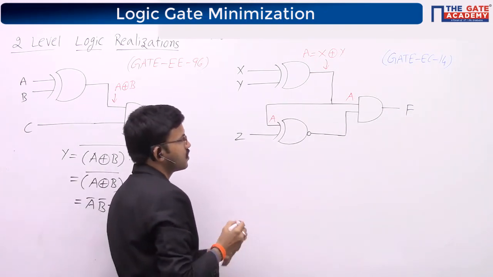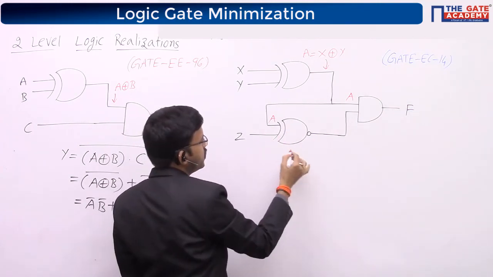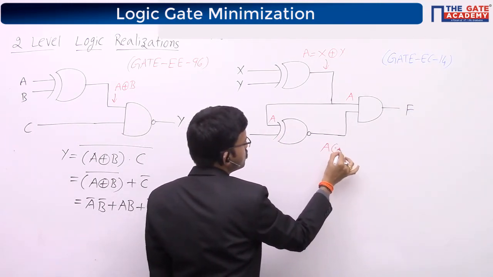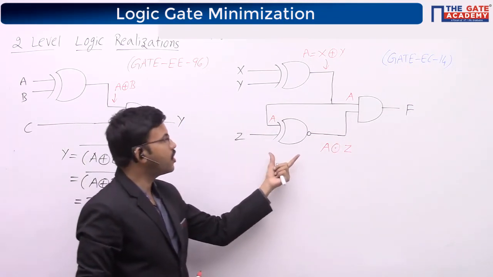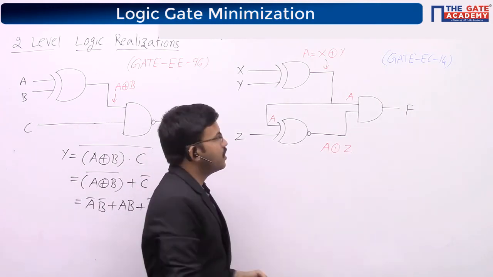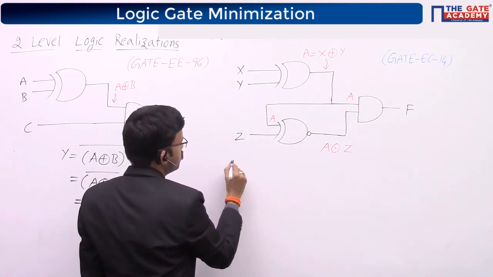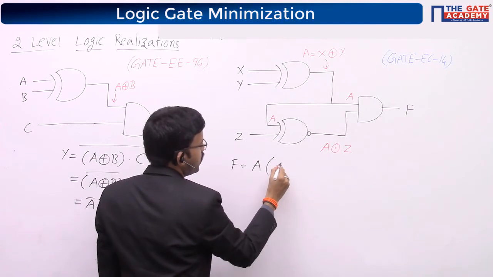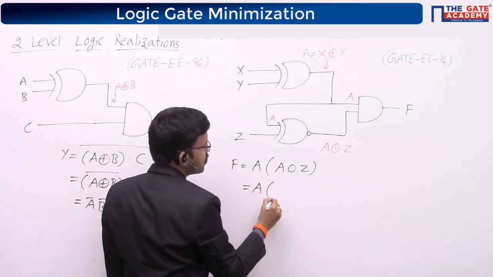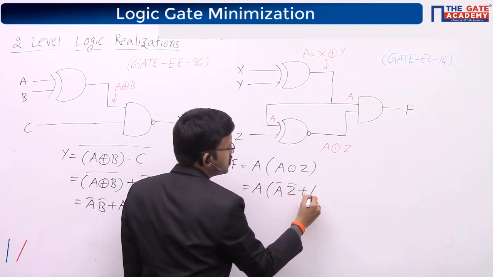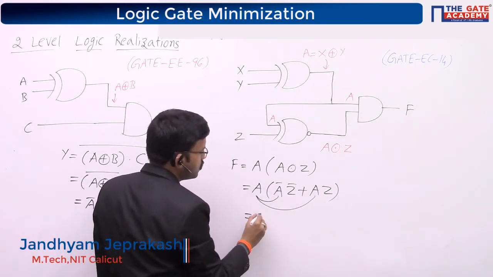Now here, the output of this exclusive NOR gate is what? A exclusive NOR Z. A and Z are the inputs. Output of the exclusive NOR gate is A XNOR Z. Here F you can write as the product of these two. F equal to A into (A exclusive NOR Z). A exclusive NOR Z we can write as A bar Z bar plus AZ. A into A bar is 0. So you will get A into AZ, that is nothing but AZ.